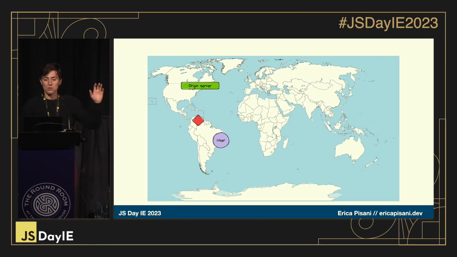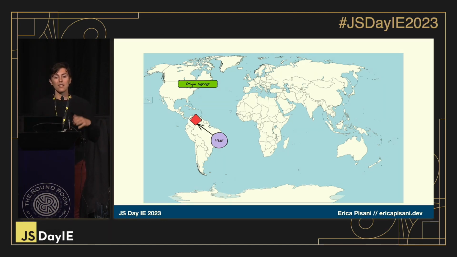Now the edge, which is represented by this red diamond here, works as a bit of a man in the middle. So the request will come in, and the edge location closest to the user will be the first spot to pick that up. Now, best case scenario, the edge is able to handle the request in its entirety and sends a response back to the user. But let's say that it can't.